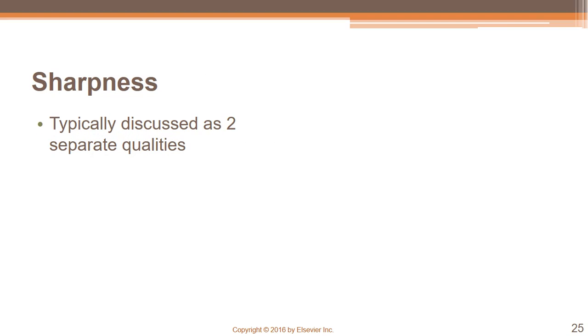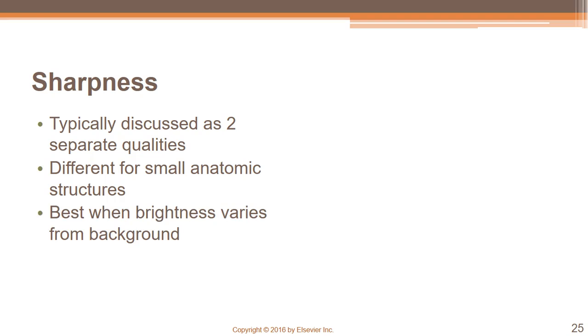Now, when we come to sharpness, sharpness of recorded detail and visibility of recorded detail are usually two separate qualities of an image. And generally this separation is true except when it comes to small anatomic structures. A small anatomic structure is best visualized when its brightness or density varies significantly from the background. If unsharpness is increased, the visibility of that small detail is compromised.